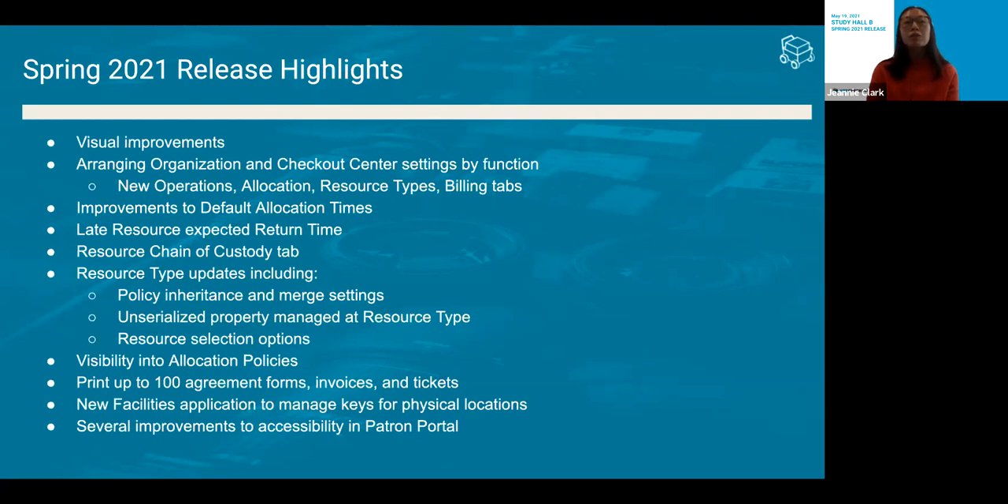We'll also preview the new resource chain of custody tab. We'll also go into resource type updates, including policy inheritance and merging policies. Unserialized property has moved to the resource type level. And there's now a resource selection option, and we'll go into these details today. Within a checkout or reservation, we now show the policies that are being applied to that allocation. You also have the ability to download up to 100 agreement forms, invoices, and tickets for bulk printing.